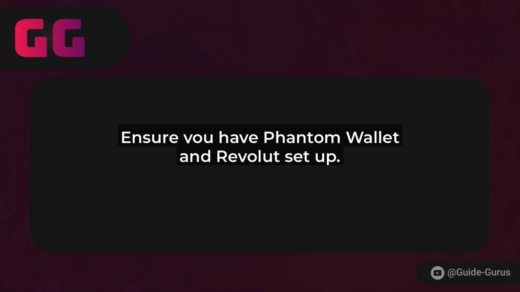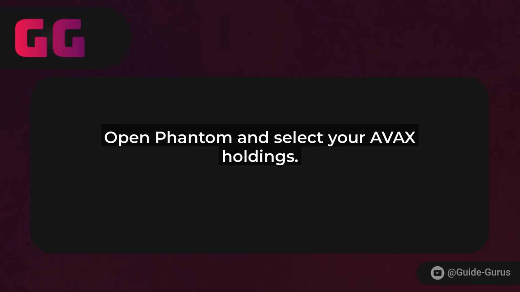First things first, before we jump in, make sure you have the basics covered. You'll need the Phantom Wallet app installed on your phone or computer, some Avalanche, AVAX, in your wallet, and a Revolut account with crypto features enabled. If you're missing any of these, pause here and set them up, it's quick. Alright, let's dive into the steps.